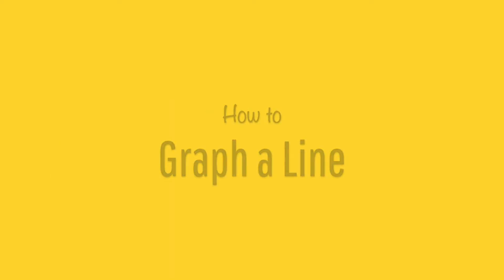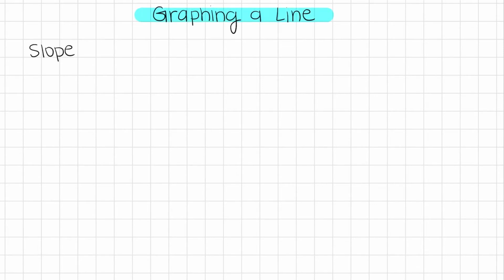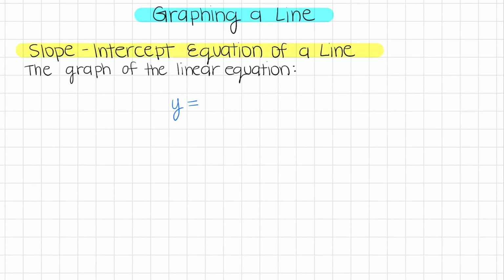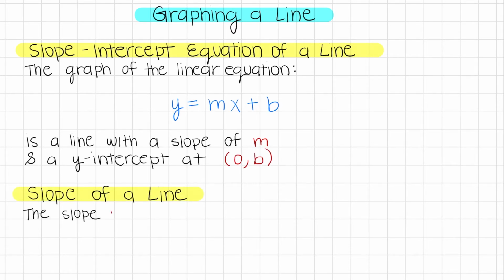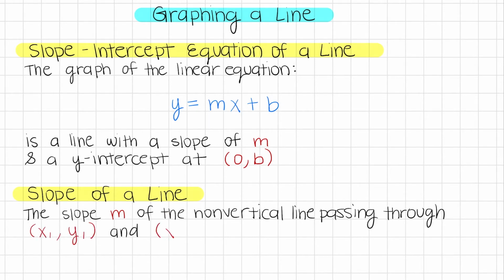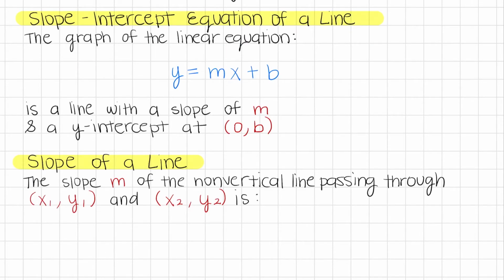In this video, I'm going to show you how to graph a line. The slope-intercept equation of a line is y equals mx plus b, where m is the slope and the y-intercept is at (0, b). And the slope of a line, which is denoted as m, of the non-vertical line passing through the 2 points (x1, y1) and (x2, y2), can be written as m equals the change in y over the change in x, otherwise known as delta y over delta x, which equals y2 minus y1 over x2 minus x1.